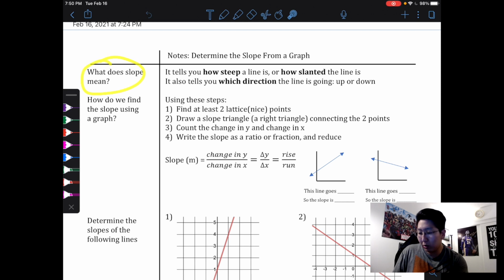And here, what does slope mean? Slope just tells you how steep a line is and how slanted the line is. It also tells you what direction it's going. Is it going up or down, right?